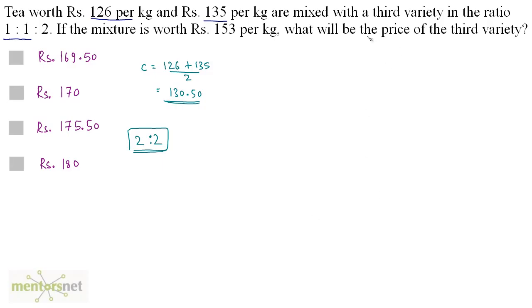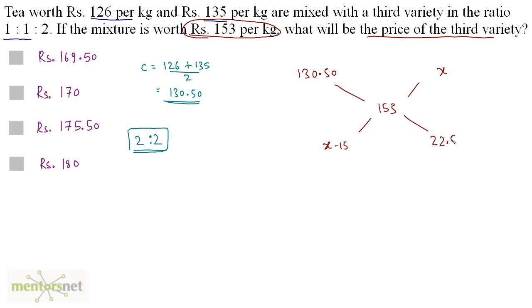Now we want the price of the third variety. Let us apply the alligation rule. On one hand, we have one variety's cost as 130.50. Let the other variety's cost be X rupees per kg. Now the mixture is worth 153 rupees per kg, so this is the mean cost. So the mean cost is 153. Now on the left-hand side I have X minus 153. On the right-hand side I have 153 minus 130.5, and that's 22.50.